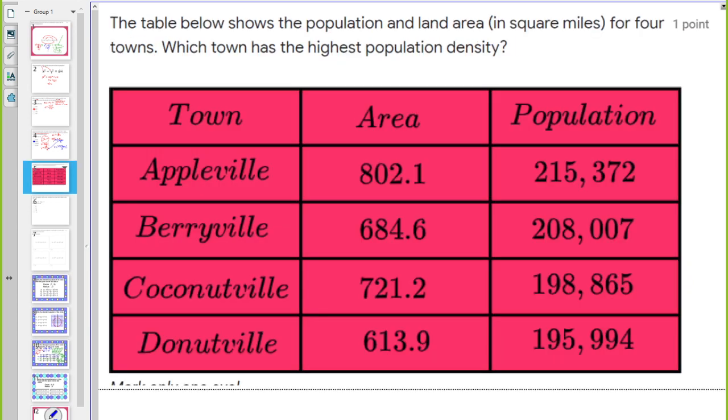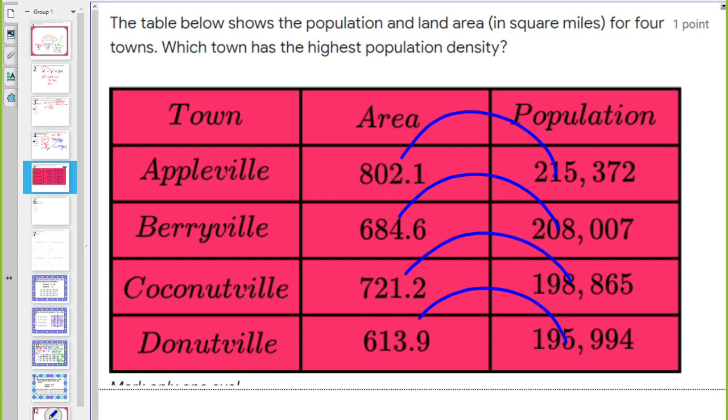The table below shows the population and land area. So this is population density, which one has the highest population density? So this divided by this, this divided by this, this divided by this. I'm not going to go dividing every one. That's just a calculation. I believe the answer ended up being Donutville. Let's check. I'm not doing anything out of this world, it's just dividing. I'm going to do them on the calculator, I'm not going to write them on the board. You can come along with me.